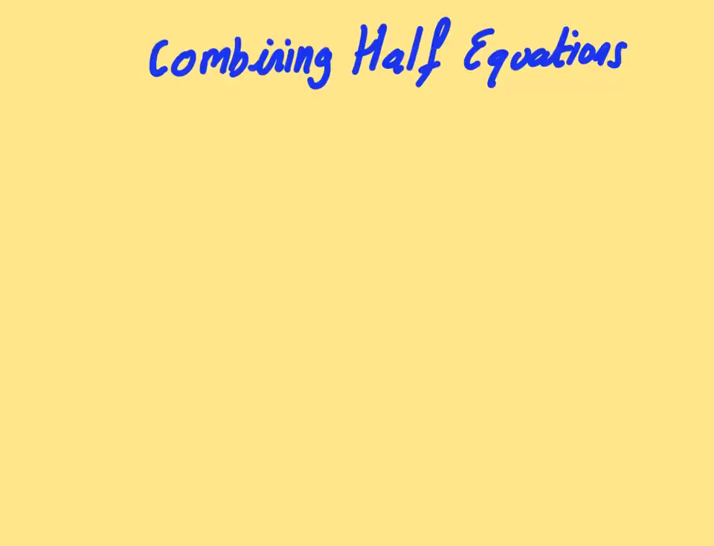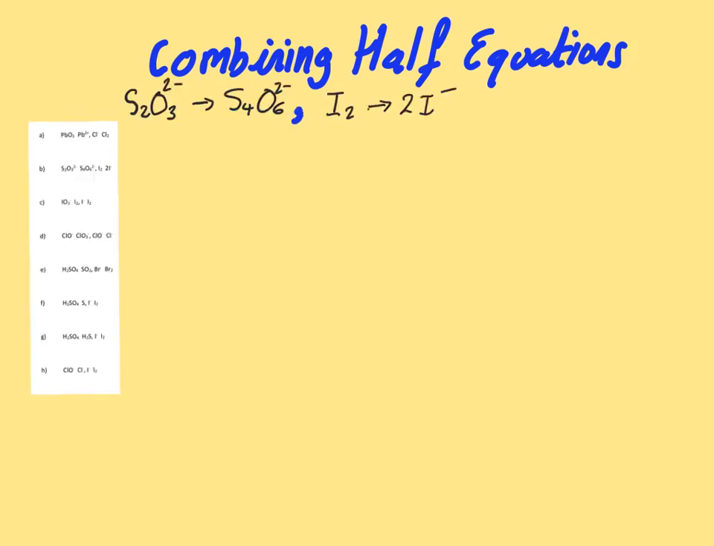We're now going to combine half equations. And in combining half equations, we will now form full redox equations. So in your independent study book, you're asked to combine the 2 half equations here, with this ion turning into this ion and iodine becoming iodide. So we've already balanced these 2 half equations. So let's now write those out as balanced half equations.